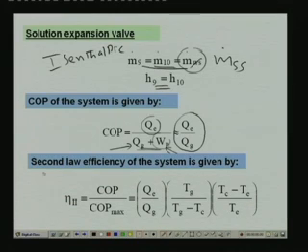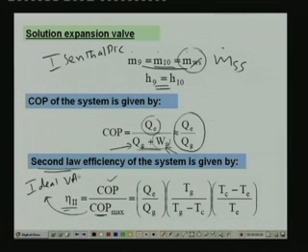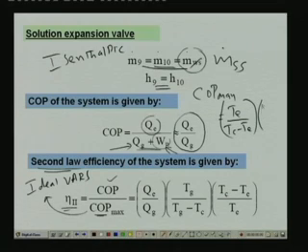You can also define what is known as second law efficiency or exergetic efficiency as a ratio of the COP of the system divided by the maximum possible COP. If you remember, this maximum possible COP is for an ideal vapor absorption refrigeration system, and we derived an expression for this. COP max is TE divided by TC minus TE, into TG minus TC divided by TG. If you substitute that expression here, you get this expression.